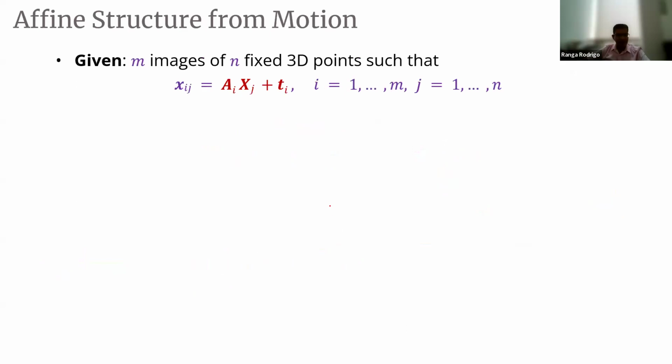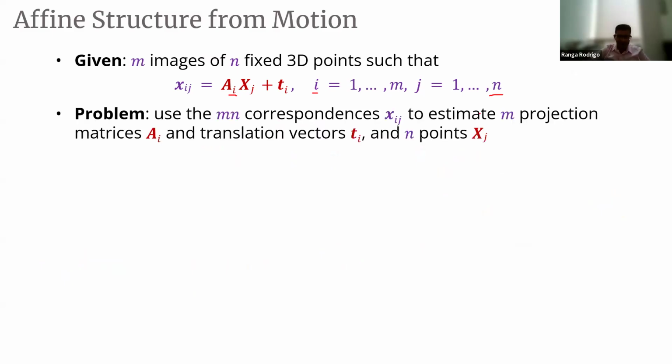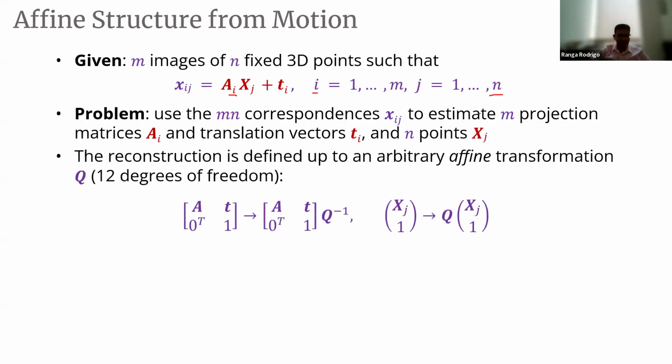Okay. All right. So given M images of N fixed 3D points, such that i goes from 1 to M, this is the number of affine cameras that you have. This is the number of points that you have, N. The problem is to use the MN correspondences xij to estimate the M projection matrices Ai, the translation vectors Ti, and the N points Xj. Both A, T, and X have to be estimated in structure from motion.